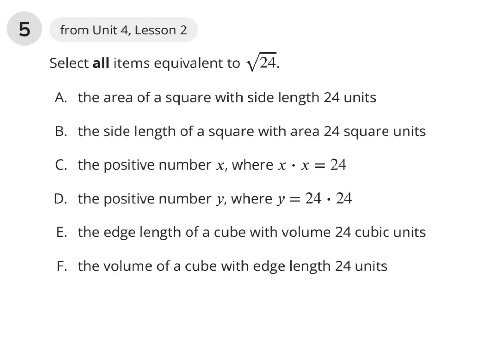Select all items equivalent to the square root of 24. The square root of 24 is the side length, because the root of a number is the side length where the area is 24. So it's not the area. The root of a number is the side length. It's not 24 times 24. It's not volume. So B and C make the only sense.